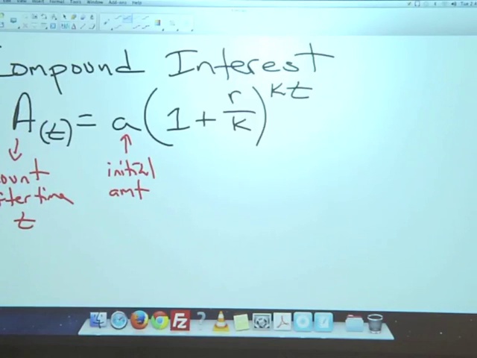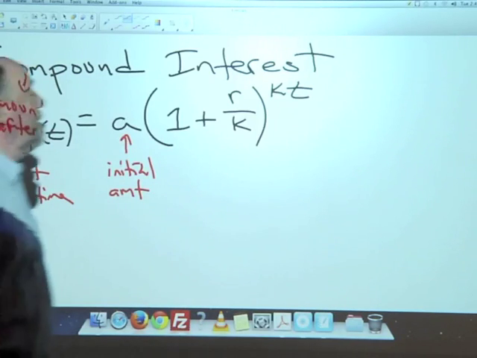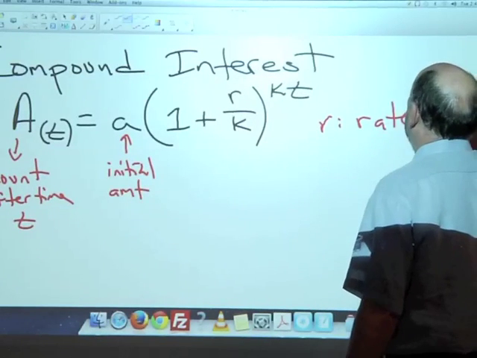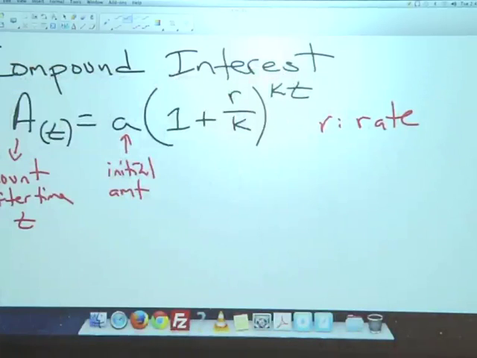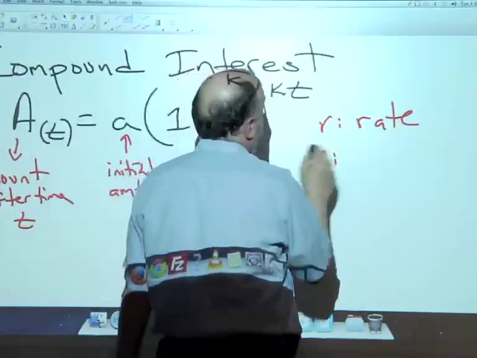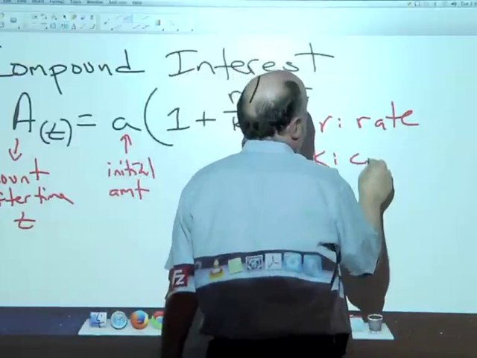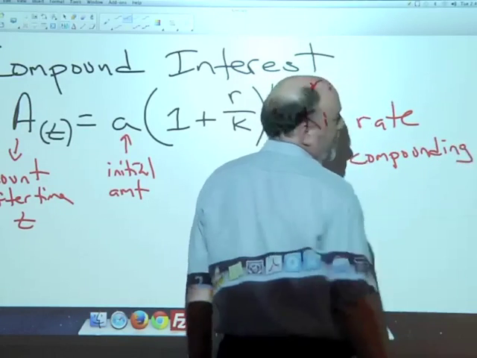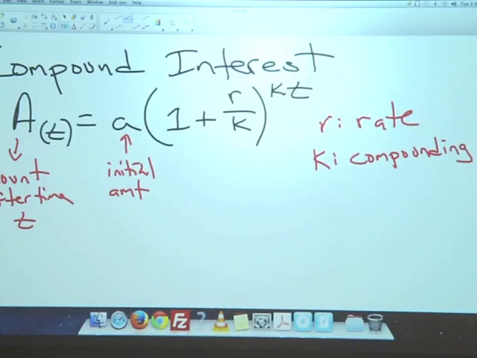So how much money did you drop into the account? Okay? r is going to be the rate, so whatever the interest rate might be. Okay? k is going to be in terms of the compounding. Okay? So is it monthly? If it's monthly, it would be 12. If it's quarterly, it would be 4. If it's semi-annually, it would be twice. Annually, it would be once.